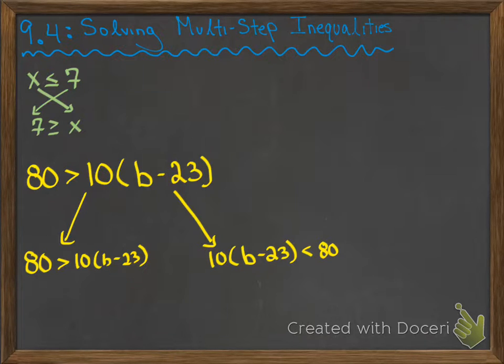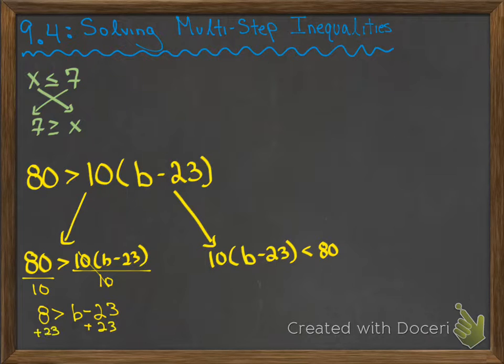Let's solve the left one first. 80 is greater than 10 times the quantity b minus 23. And let's not do the distributive property for this one. For the other one, I will do the distributive property, and it'll show you that you get to the same place no matter how you choose to do it. So if I divide both sides by 10, those 10s cancel out. 80 divided by 10 is 8, so 8 is greater than b minus 23.